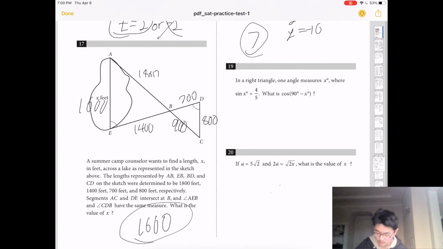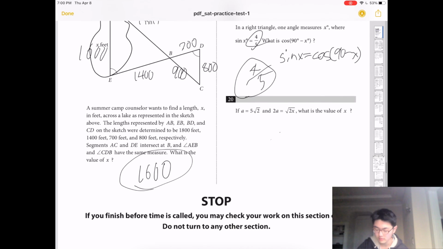The next one, okay, for this one, College Board is never going to ask you to calculate the sine or the cosine of any number. So we just know that the answer is going to be 4 over 5. But we also know that sine x equals cosine of 90 minus x. So that's why the answer is 4 over 5.